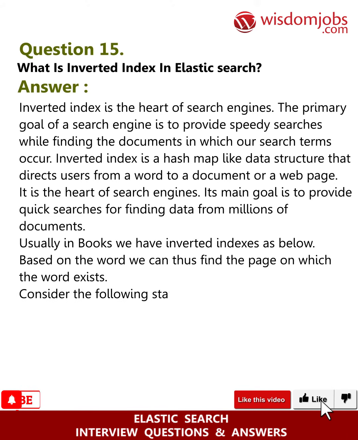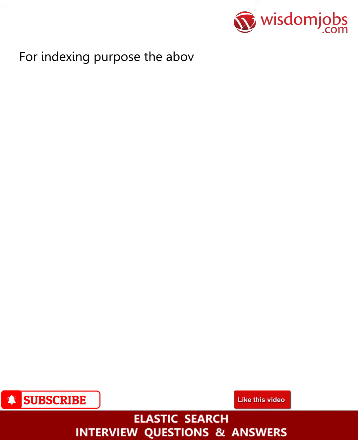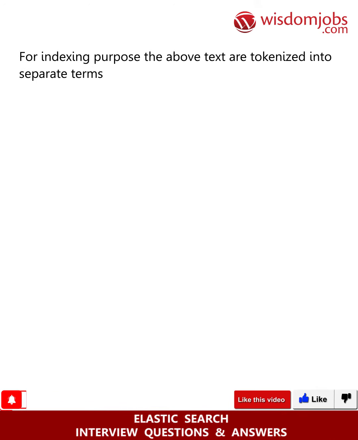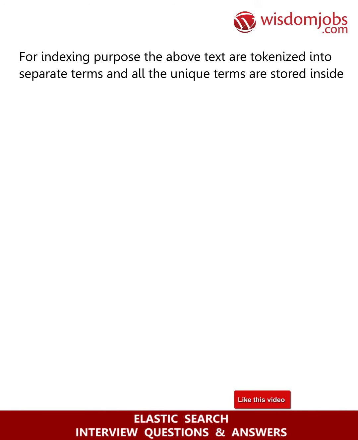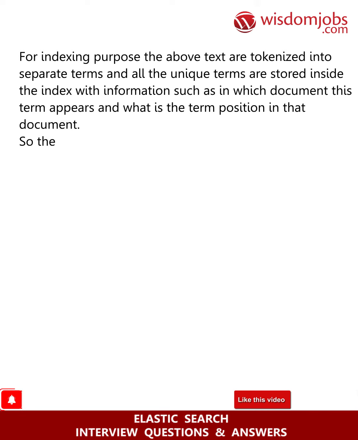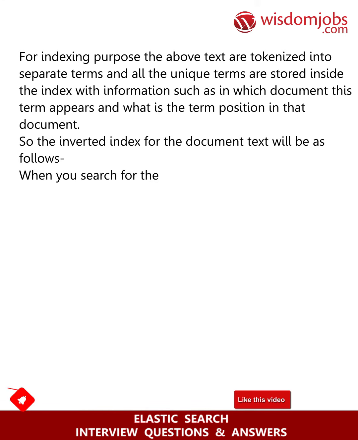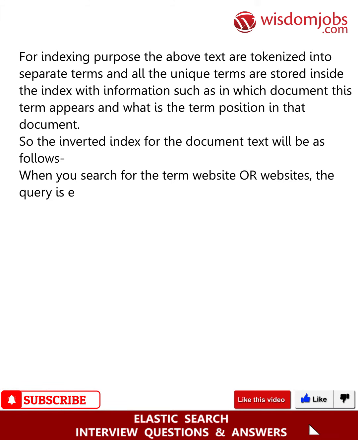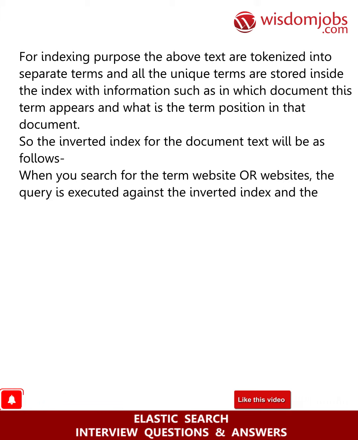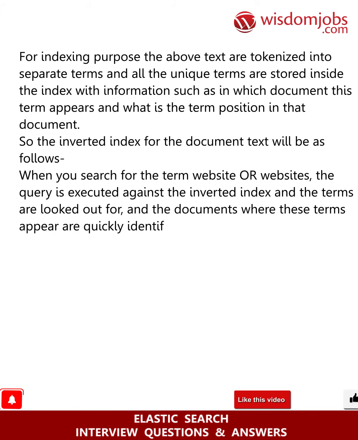Consider the following statements. Java in use is a good website. Java in use is one of the good websites. For indexing purposes, the above texts are tokenized into separate terms and all the unique terms are stored inside the index with information such as in which document this term appears and what is the term position in that document. So the inverted index for the document text will be as follows. When you search for the term website or websites, the query is executed against the inverted index and the terms are looked up, and the documents where these terms appear are quickly identified.